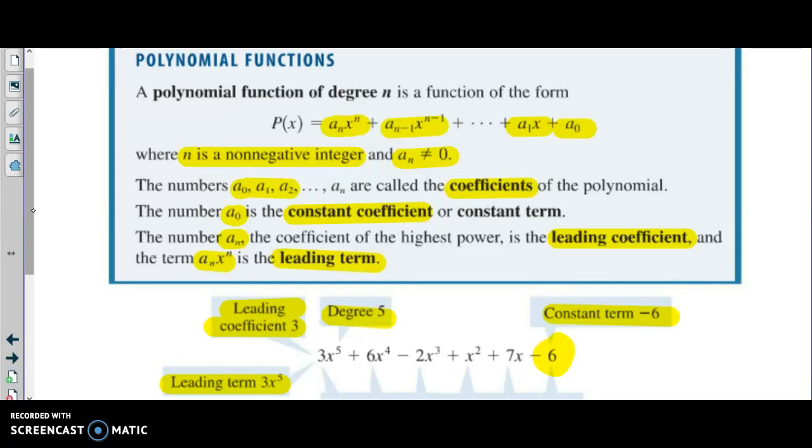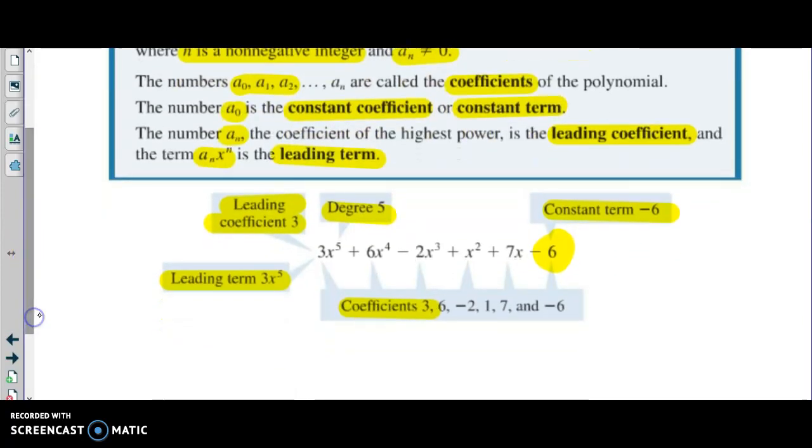Anytime you have numbers like a of 0, a of 1, a of 2, a of 3, those are what we call our coefficients. The next one is a of 0, that is just our constant term, very important. It's normally at the end of our equation. The number a of n is the coefficient with the highest degree. It's called our leading coefficient. And then that whole portion, a n x to the n power, is our leading term.